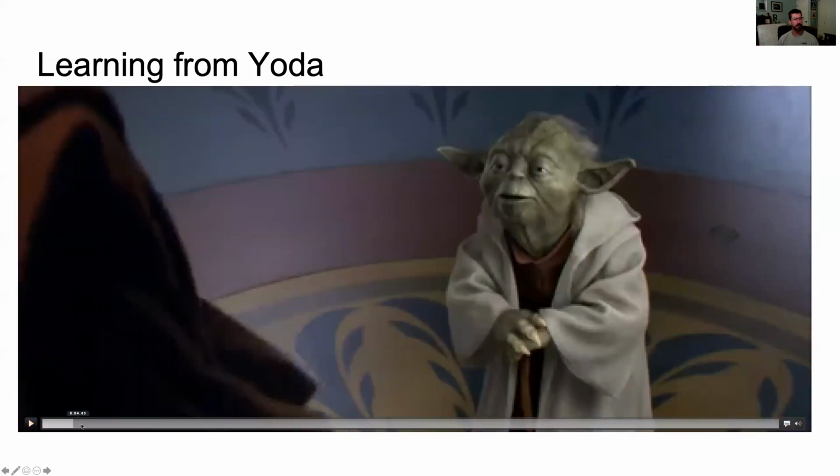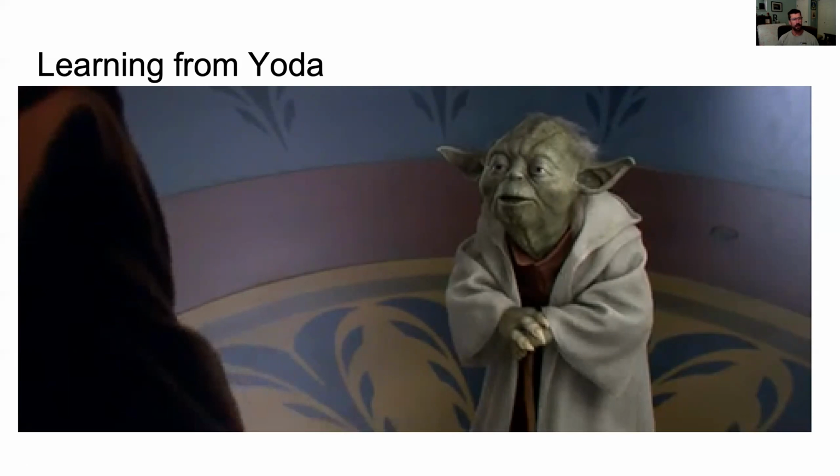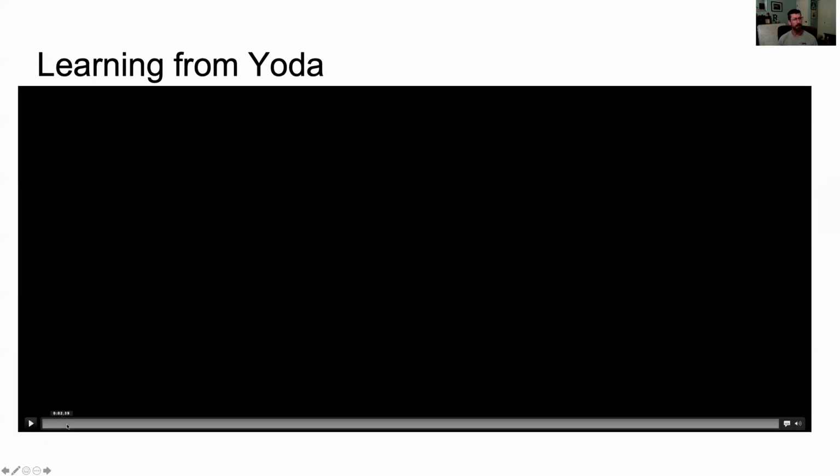So you had this statement about lost a planet he has. In English, in natural English, we would talk about he's lost a planet, but instead Yoda takes the most important part of the predicate and puts it at the beginning of the clause, like you would do in Greek.